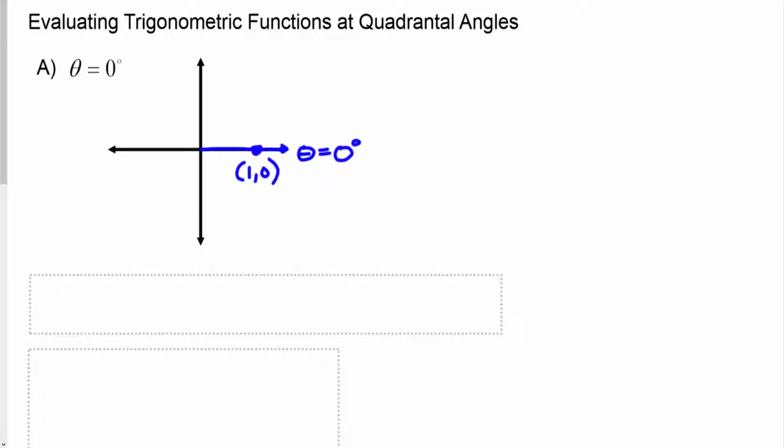As long as the x is positive and the y is 0, I'm going to land right on the x-axis. So using that, that gives me an x value to work with and a y value to work with. And I can calculate r by doing the square root of x squared plus y squared. So r is 1. So what that means is if I try and calculate the sine of 0 degrees, sine is defined as y over r. So y is 0, r is 1, so that answer is 0.